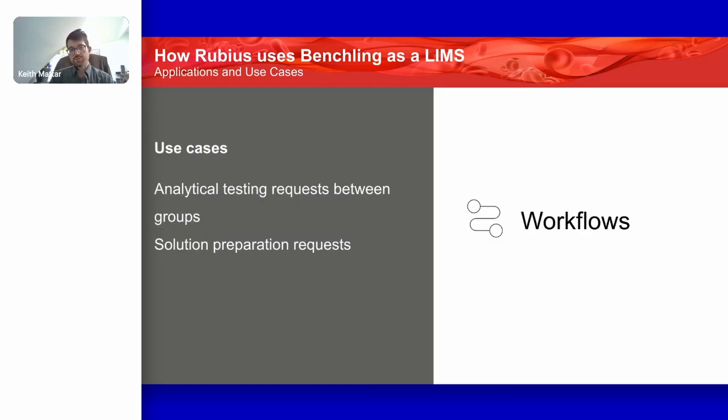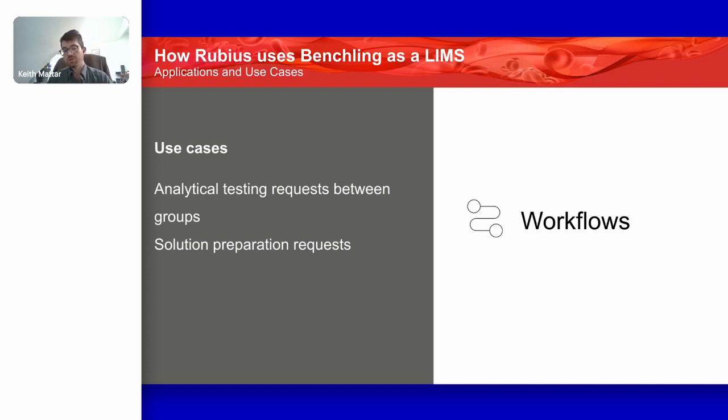So the Workflows app, we use that mostly for managing requests submitted between different departments. So for example, our process development group will submit samples to our analytical development group for testing. We use the Workflows app to indicate which samples need to be tested, where they are located in the lab, and which tests need to be performed on those samples.